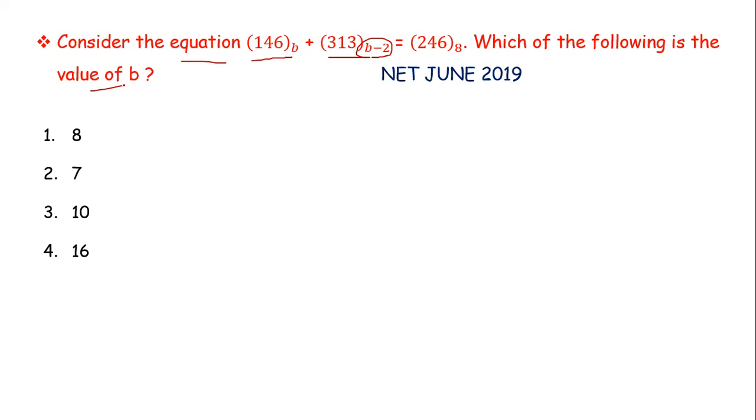Now the easiest and quickest method to solve this type of problem is to put each and every value from our options in the question and check whether we are getting the right hand side or not. So let us start with 8. Here 8 is our first option. Now our equation is 146 base b plus 313 base b minus 2 equals 246 base 8. So first let us take b equals 8, and we will put this value of b in the equation.